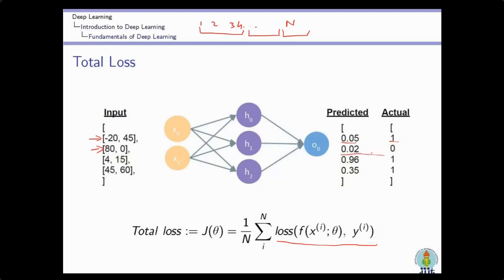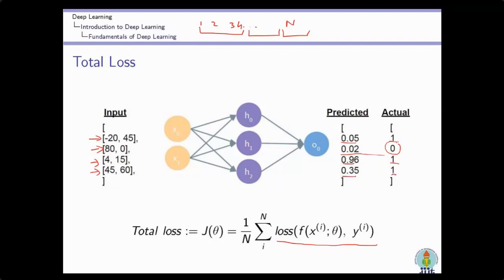So I will get the predicted value 0.02, and the actual output was 0. So I will again calculate the loss by this function. Then I will give this input value for the same weight matrix. It will give 0.96, for example, but actual is 1. I again calculate the loss. Similarly, I will give the next input sample. It gives the value 0.35, but actual is 1.